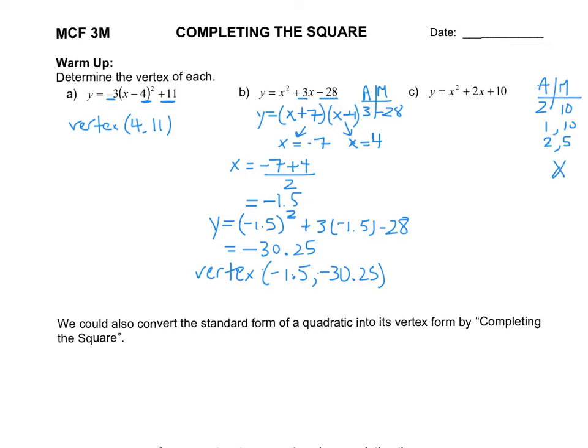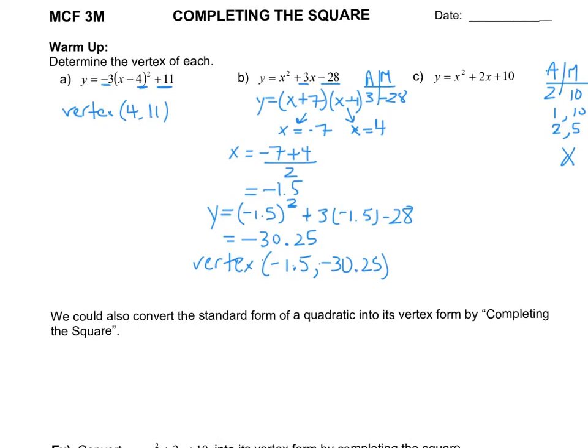So it says here we could also convert the standard form of a quadratic into its vertex form by completing the square. We're going to learn how to do that, but first let's talk about what a perfect square is. A perfect square is just a number that can be written with an exponent of 2, or an expression that can be written with an exponent of 2.